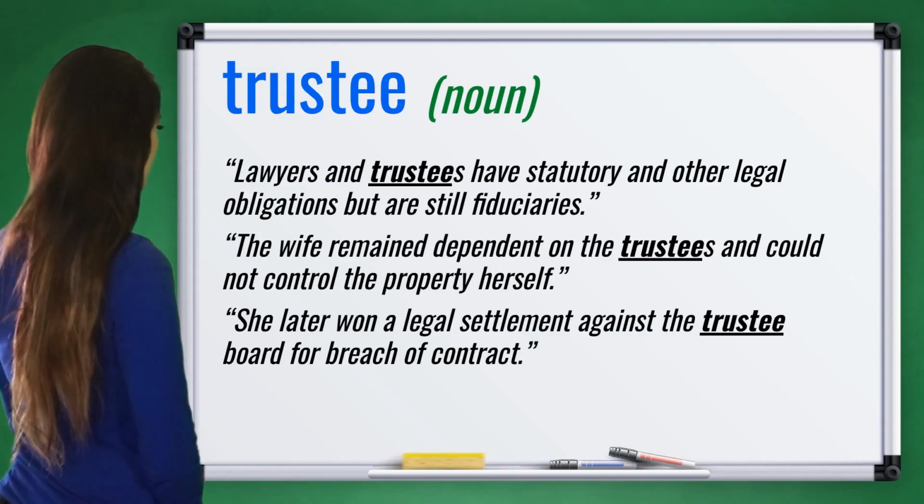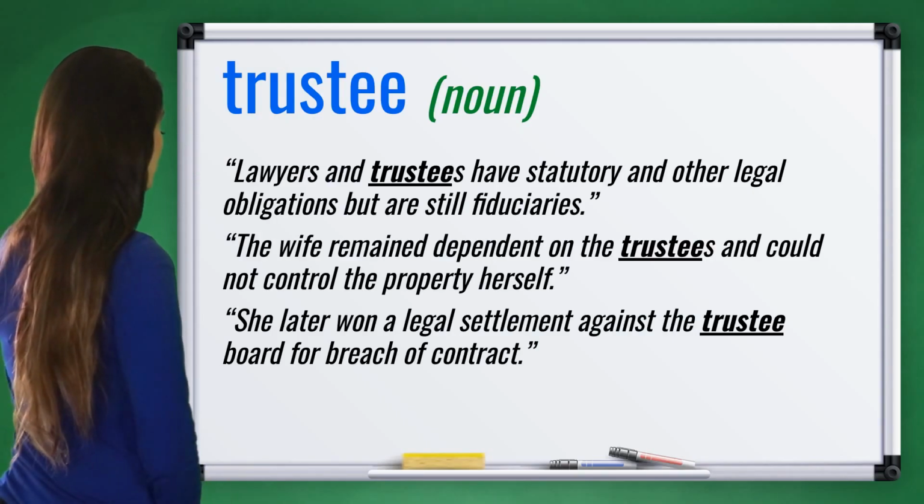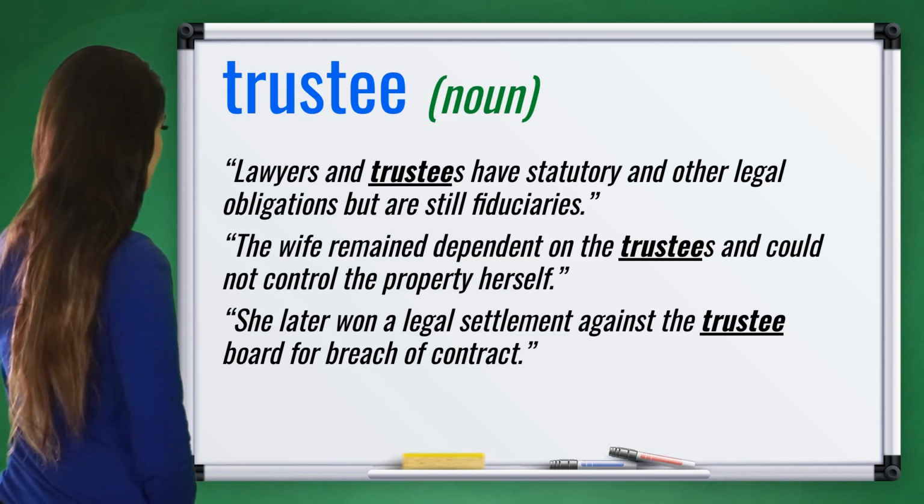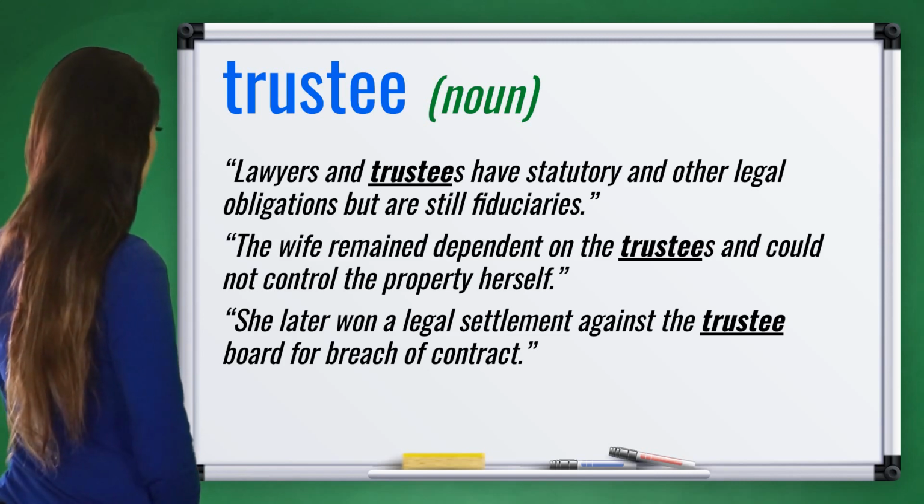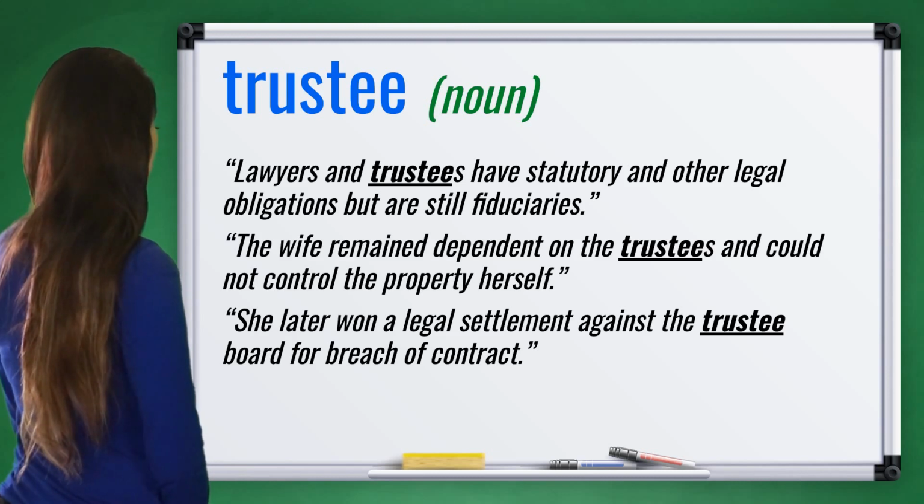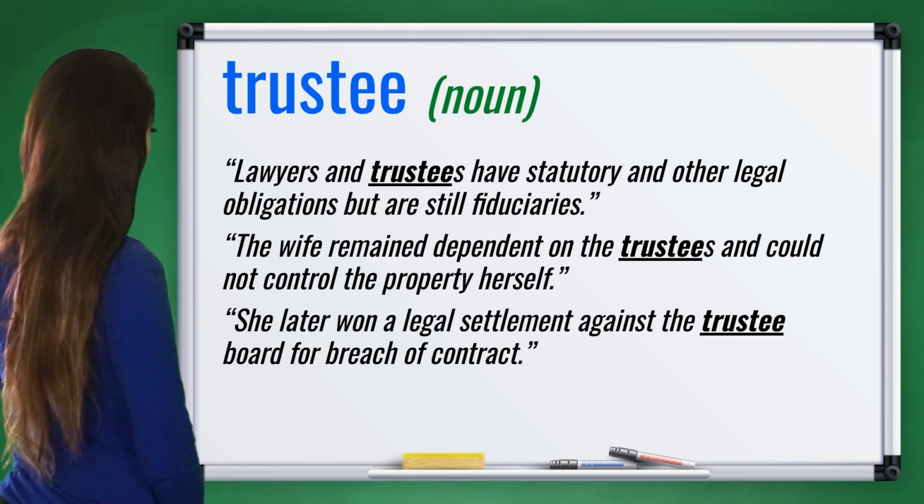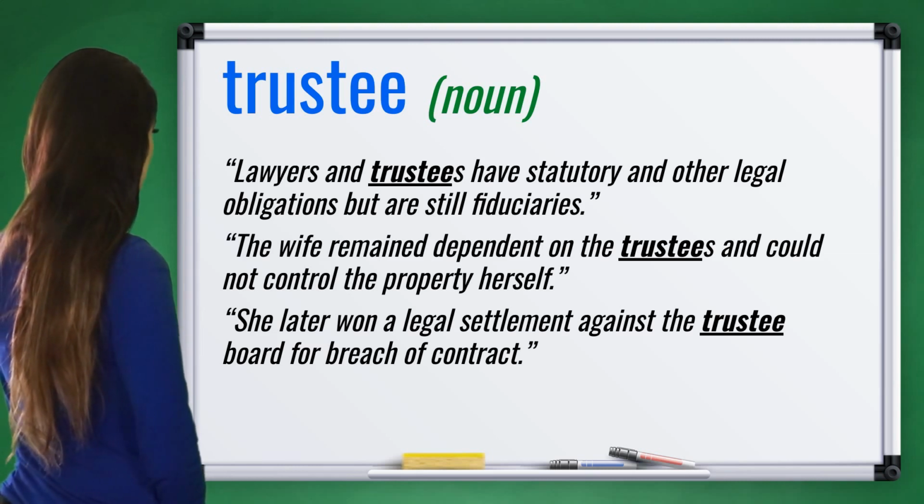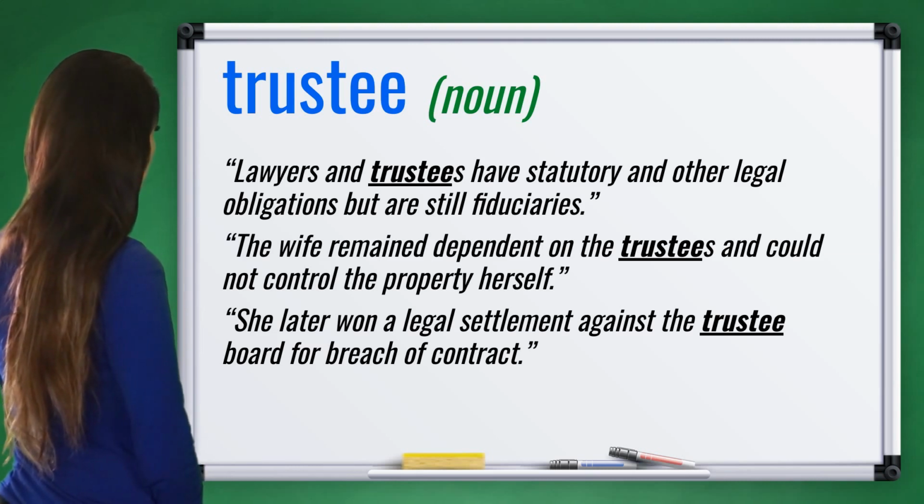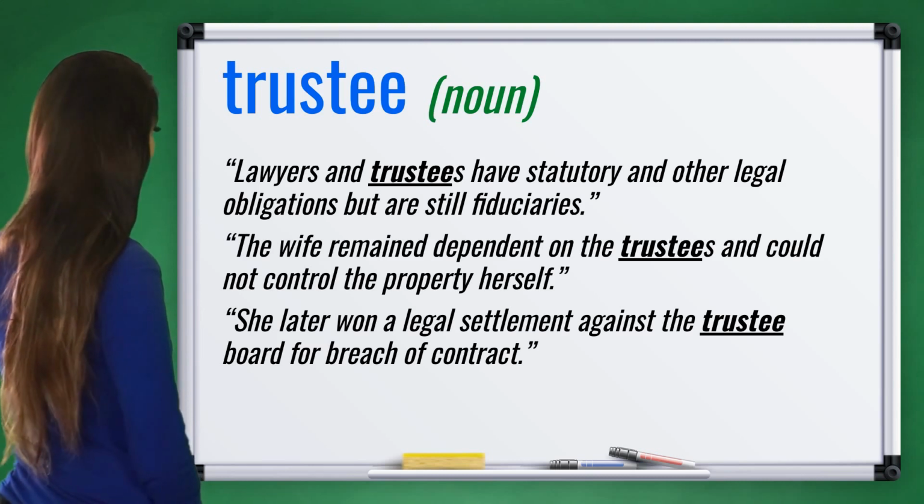Awesome! You learned that quickly. Let's put it in some sentences to understand how to use it. The first exemplar. Lawyers and trustees have statutory and other legal obligations but are still fiduciaries. Now, repeat after me. Lawyers and trustees have statutory and other legal obligations but are still fiduciaries.